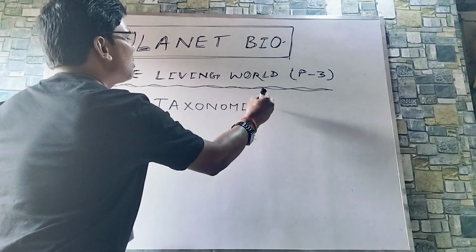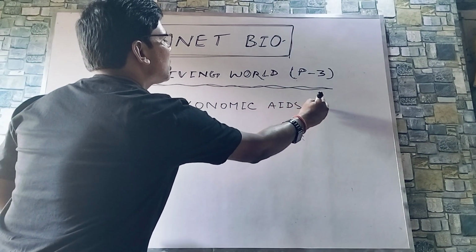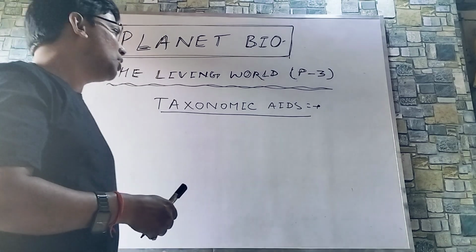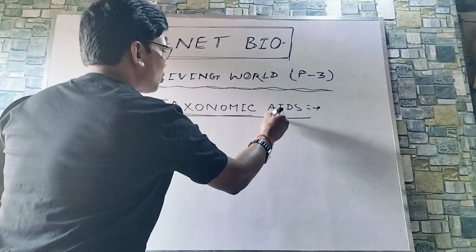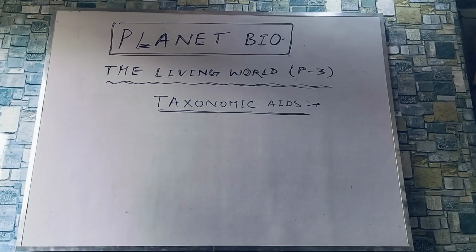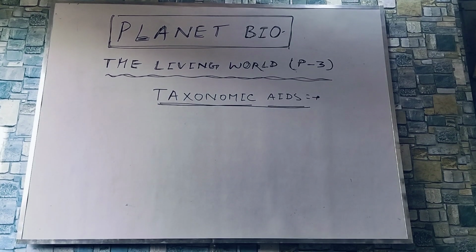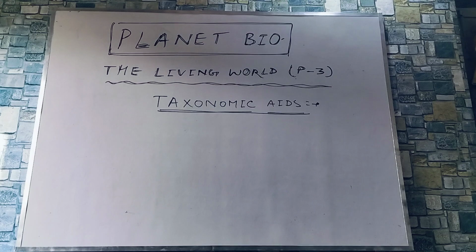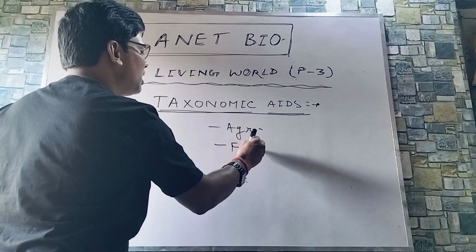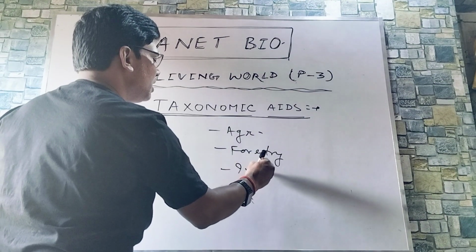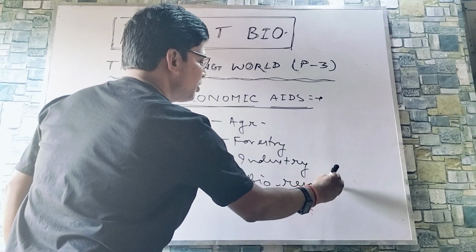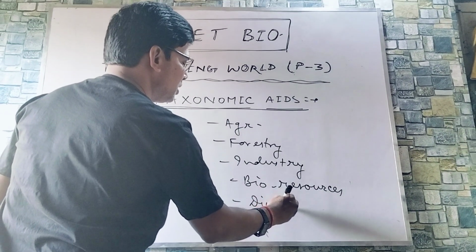It is going to be part 3, and it includes taxonomic aids. There are some sources which will help in identification and classification of plants and animals. These are called taxonomic aids. You must know that these are useful in agriculture, forestry, industry, and in generally knowing our bioresources and their diversity.